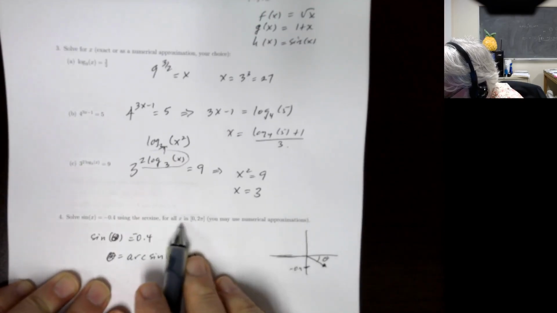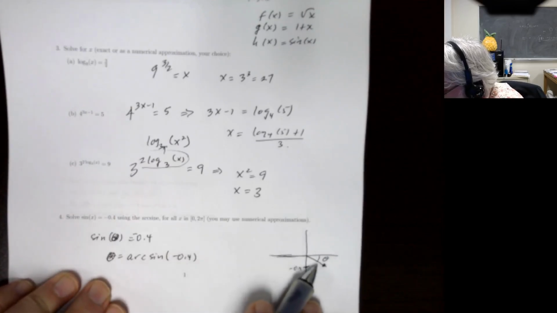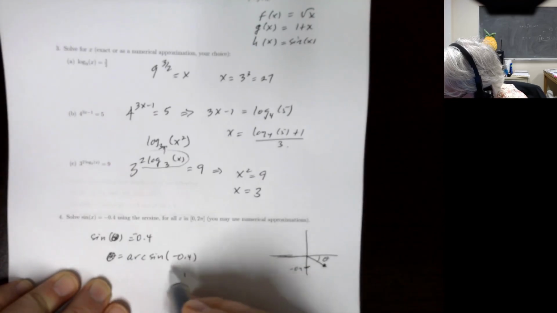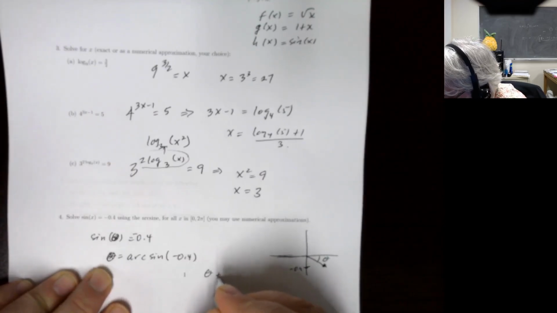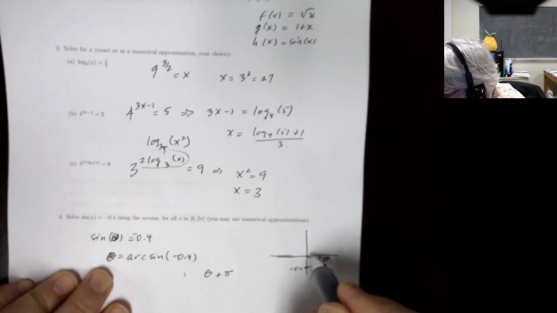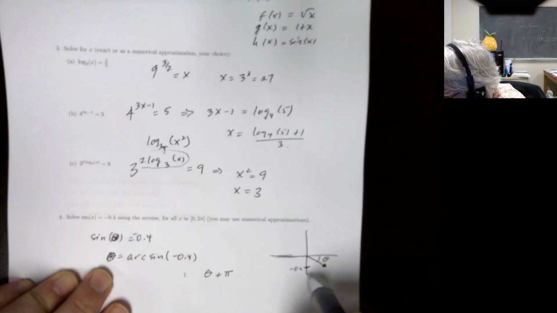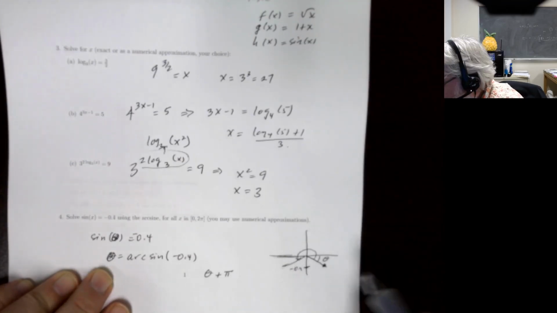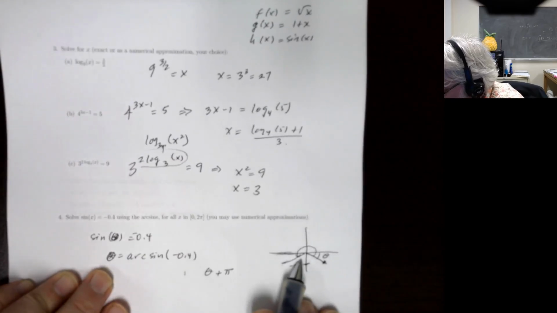So if we want theta between 0 and 2 pi, what would you have to do to this angle? You would have to add pi to that. So one of our solutions then is theta plus pi. Okay, now there is another way you can get a sine of theta to be negative 0.4, and that's to have this angle. So this angle right here would be like theta part 2, or theta sub 2.